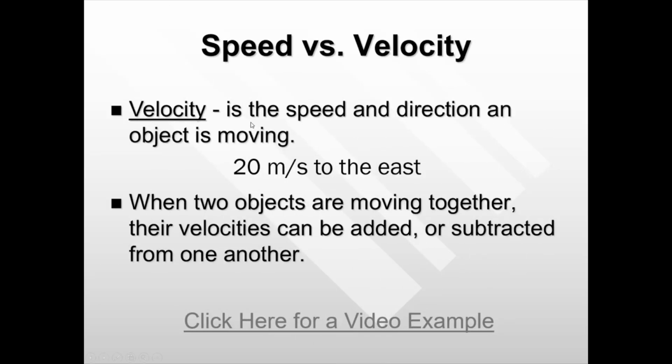Moving on, though, velocity is similar to speed, but it includes one specific thing, and that is the direction an object is moving. So velocity is the speed and the direction the object is moving. It is 20 meters per second to the east. So let's say I was trying to give directions to someone and they said, how do I get to your house? Well, you drive about 30 miles and then that's it. If someone said we drive 30 miles, then you wouldn't know which way to go. You'd have to say 30 miles east or west. So a velocity would clarify the direction. When two objects are moving together, their velocities can be added or subtracted from one another. I'm going to show you a quick demonstration about that.